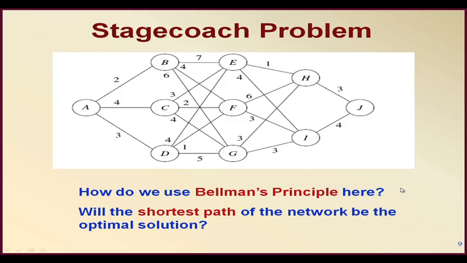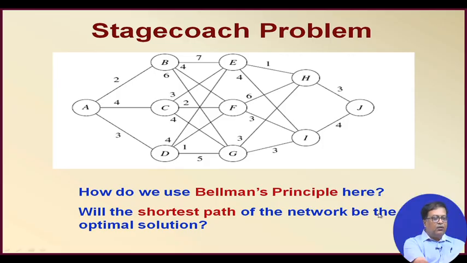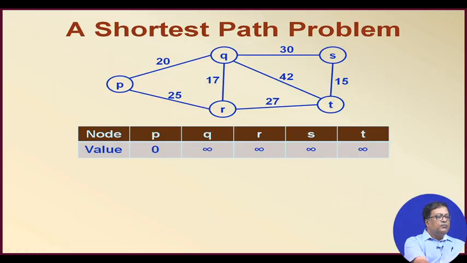How? We will see very soon in Dijkstra's algorithm, which actually uses Bellman's principle. So, will the shortest path of the network be the optimal solution? How do you know that that is going to be optimal? Now, let us look at a particular shortest path problem. We will do it in parallel also. Let us see how this problem unfolds.